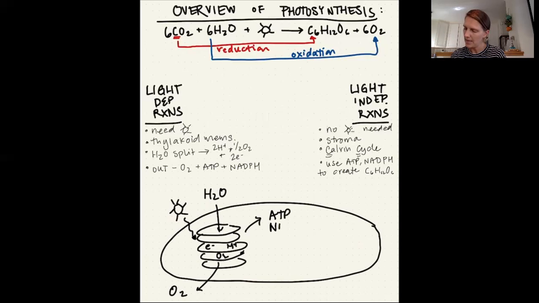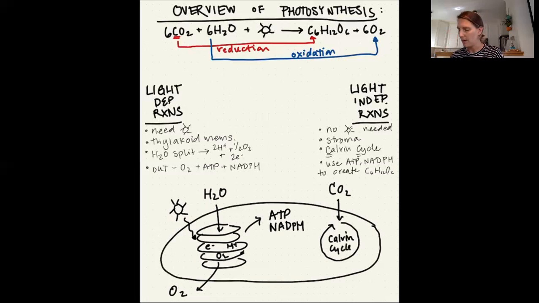ATP and NADPH, right? In the light-independent reactions, we're going to see that carbon dioxide is going to come in to the stroma. We have a cycle, which is called the Calvin cycle, right?